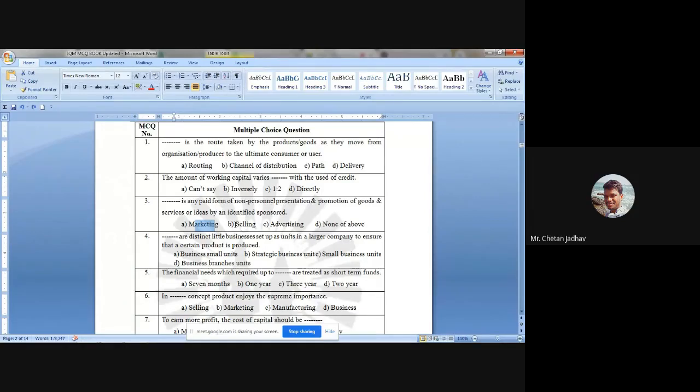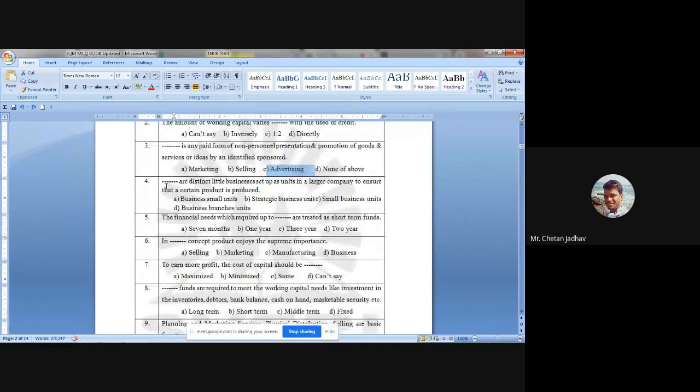Okay, selling means we can just sell the product. Advertising means we are using some techniques to introduce that product into the market. And whatever question number 3 is, we can just put this word here: advertising is any paid form of non-personal presentation and promotion of goods and services by an identified sponsor. Okay, so we are giving money for doing advertising, so this sentence will be applicable for option number C. So C is the correct answer.